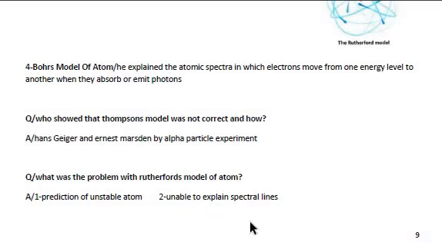The second problem with Rutherford is that he was unable to explain spectral lines. What's the meaning of spectral line? Every atom which gains energy will emit radiation, and that radiation will have colors in it, electromagnetic visible colors. Those are spectral lines. He was unable to explain what was the reason for those spectral lines emitted from an energetic atom.